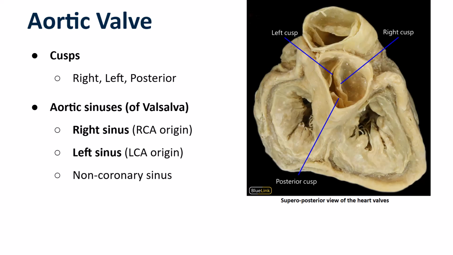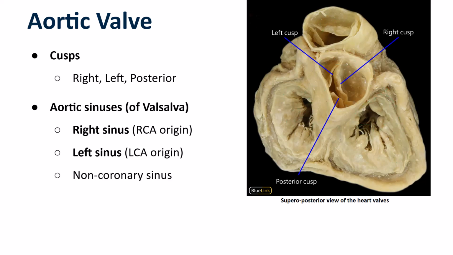Let's take a look at those valves up close and personal. Here we can see all four of the valves. The atria have been stripped away, and so we're looking at a supero-posterior view of all of the heart valves. This is the pulmonary trunk, and this is the aortic valve. Here is the tricuspid valve, and then here is the bicuspid valve.